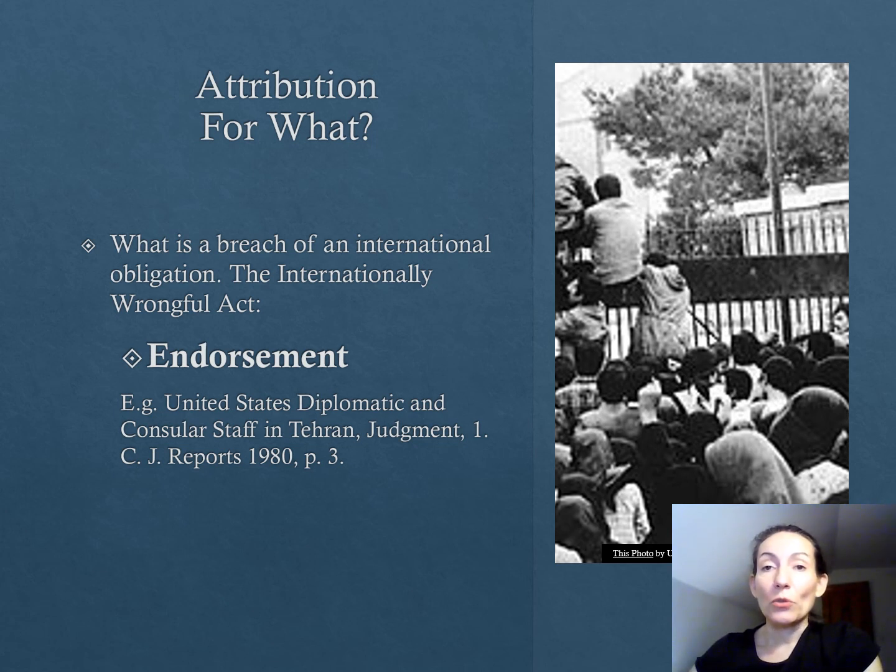The acts of these groups were attributed to the Iranian government for failing to prevent the attack, stop it, or for failing to oblige the militants to withdraw from the premises and release the hostages. In addition, some organs of the state at the time endorsed the acts and helped to perpetuate them. So the International Court of Justice considered that all these omissions plus the endorsement transformed the acts of the militants into acts of the Iranian government.